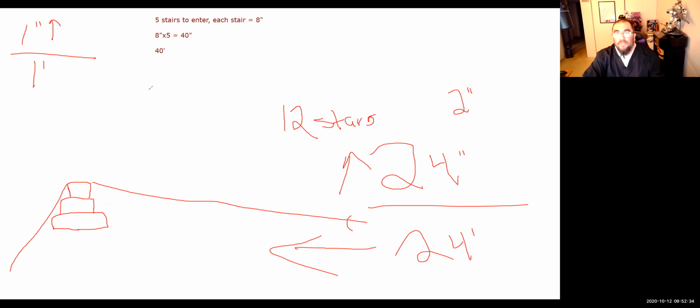Now, what if your patient has 10 inches to get up into their house? They live in a trailer, which is about a standard height to get into a trailer. Again, for every 1 inch up, 1 foot of length, so I would say we need about 10 feet of ramp.